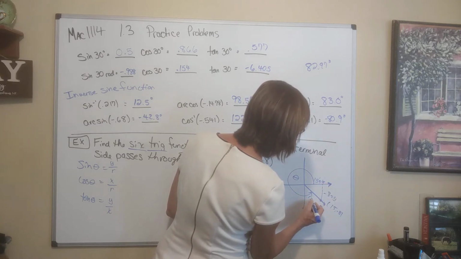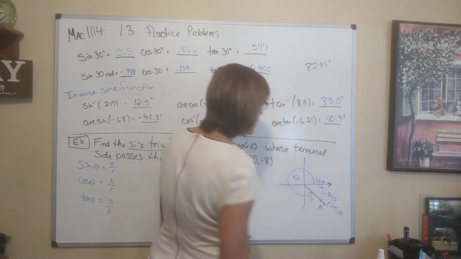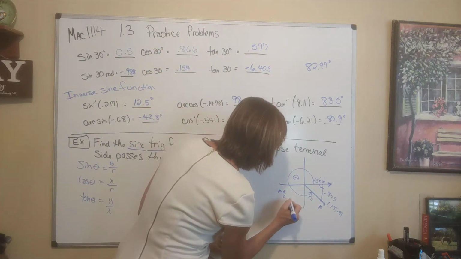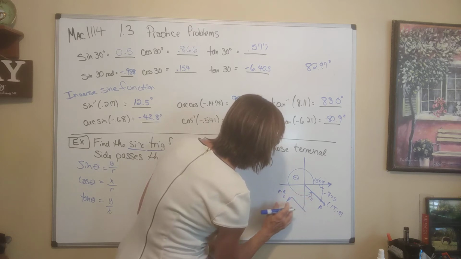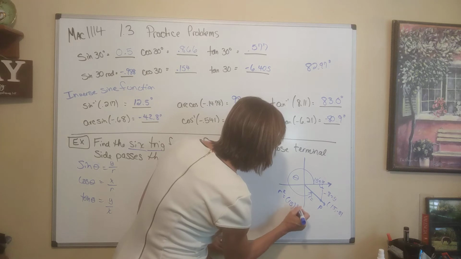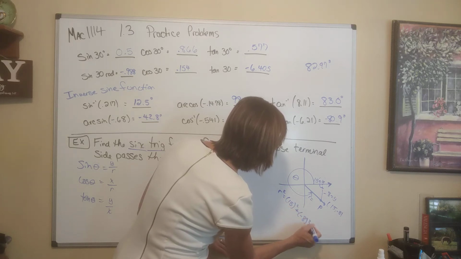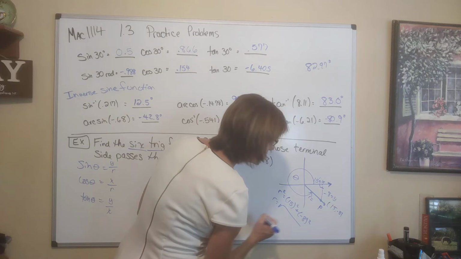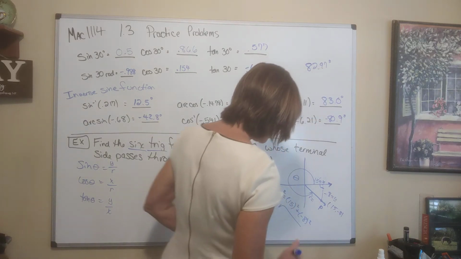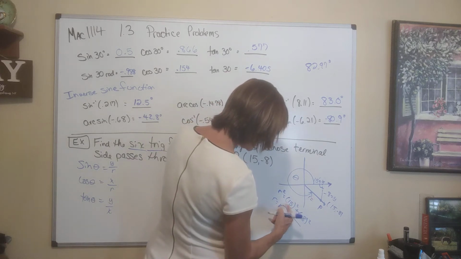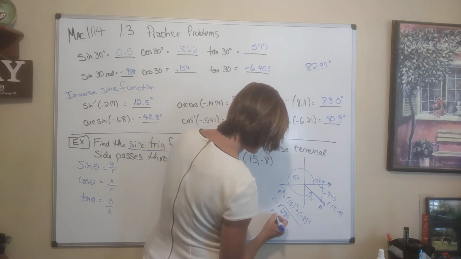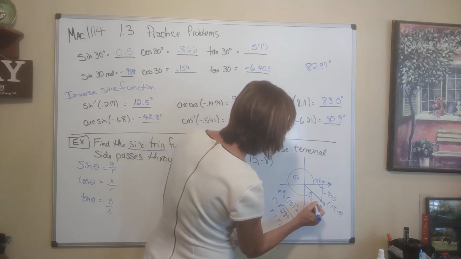Now, what does r equal? Well, this is a right angle. We can use the Pythagorean theorem. So r squared is equal to, let me just do it step by step, 15 squared plus negative 8 squared. So r is the square root of this. We can use our calculator, and we will find that this plus this is 289. So r is the square root of 289. So r is 17.